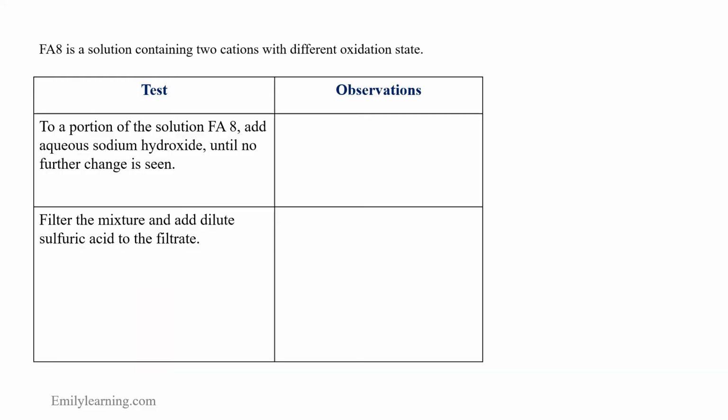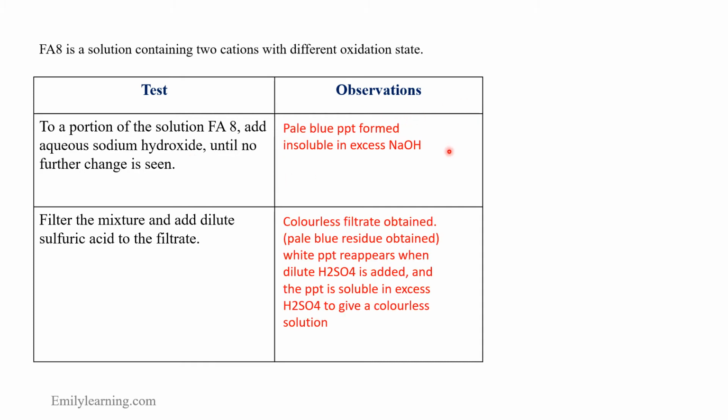Now let's come back to the question. Let's look at the tests and what observations you would see. In the first test, you add sodium hydroxide until no further change is seen. In other words, you are adding sodium hydroxide dropwise to check for precipitate, then adding more sodium hydroxide to check whether the precipitate is soluble in excess or not. And this is what you observe: a pale blue PPT forms, insoluble in excess NaOH.